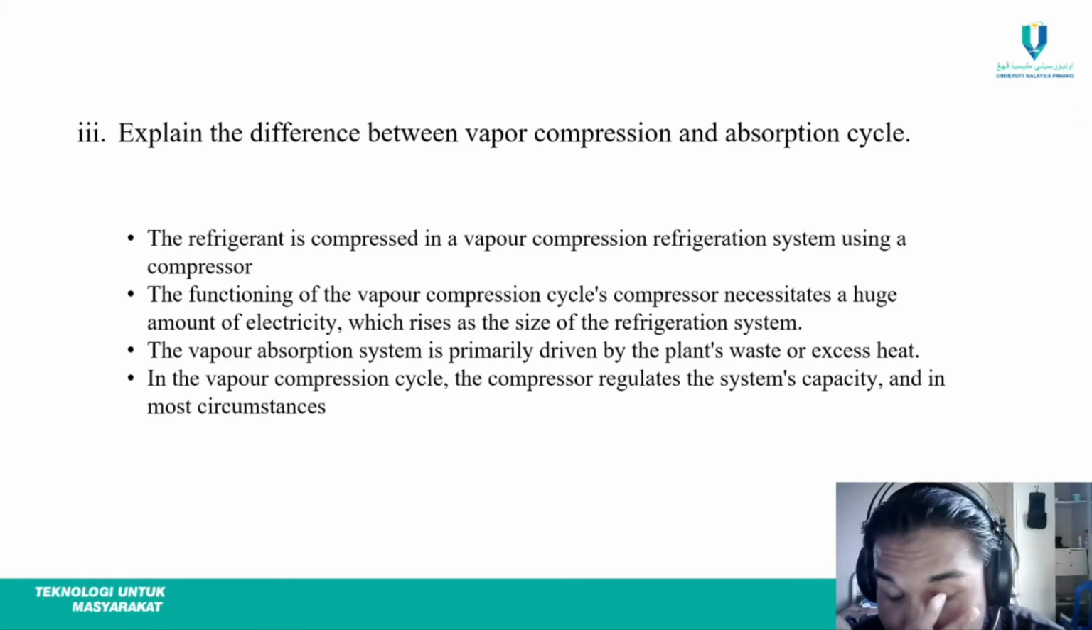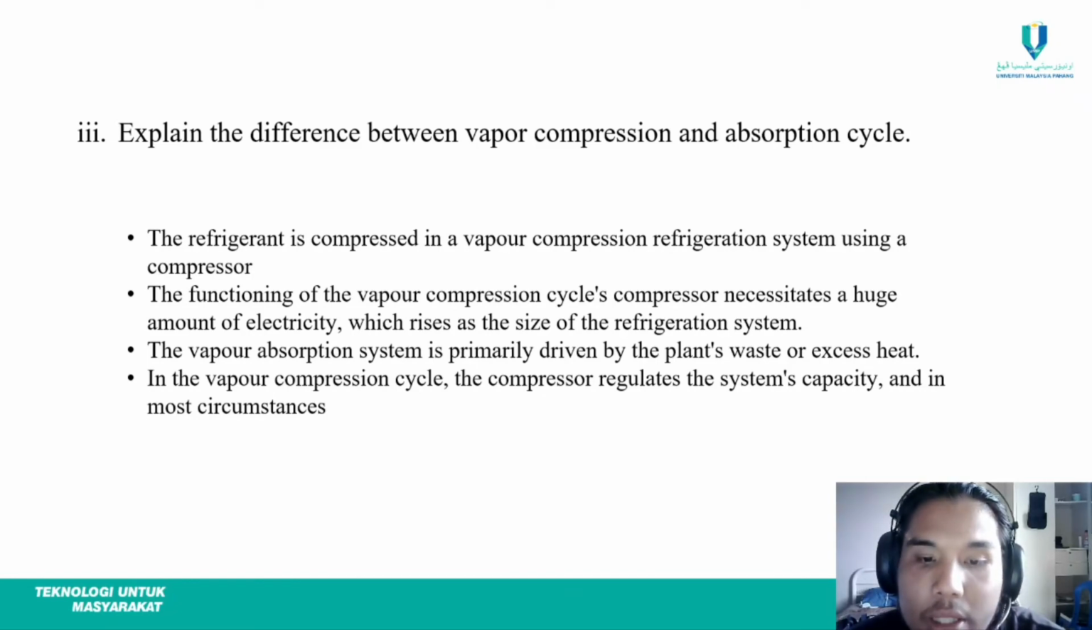In the vapor compression cycle, the compressor regulates the system capacity, and in most circumstances, stepwise capacity control is achieved. When utilizing an absorption refrigeration system, stepless capacity management and zero capacity may be achieved when the system is not loaded. Even though stepless capacity control compressors are now available, they waste a significant amount of energy even when the refrigeration system is not in operation. So, the power consumption of an absorption system is almost non-existent when there is no load.